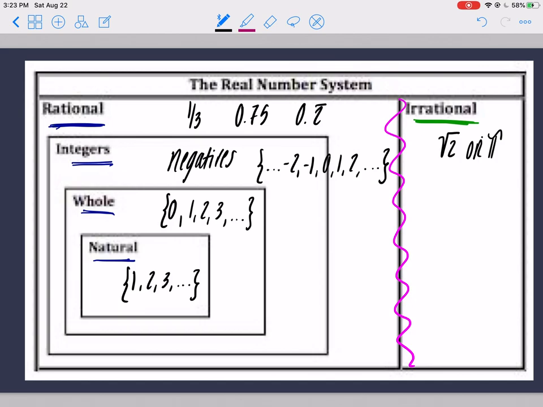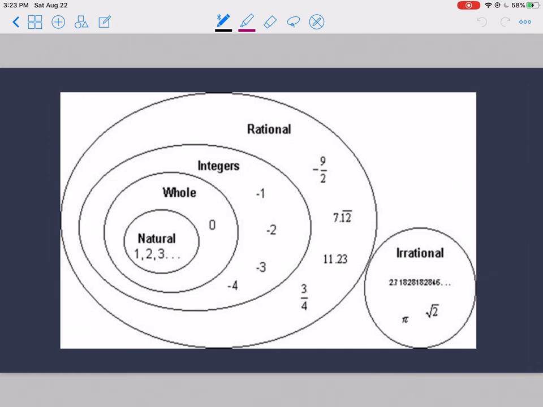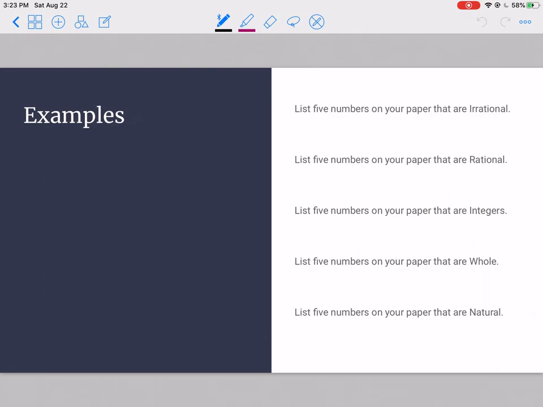Here's one more way of representing this in a circular fashion. Similar thing, natural numbers. Then whole numbers include naturals, they just add 0. Integers include both of these, they just add the negatives. Rational numbers here, and then irrational on their own little area over there. And all of these are in the real number system. And then last but not least, let's do some examples.